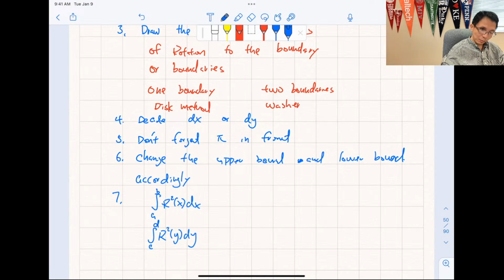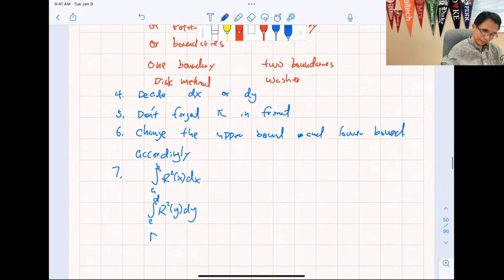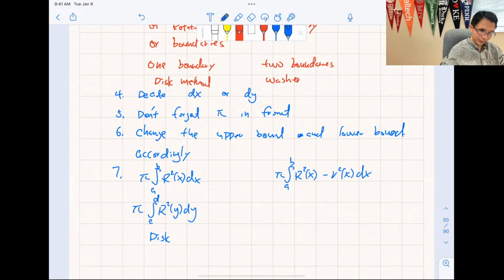And then this is disk. So if you have two lines, you're gonna have a to b of r squared of x minus r squared of x dx. And don't forget the pi. I just forgot all the pi here, which is kind of crucial. c to d, r squared of y minus r squared of y dy.